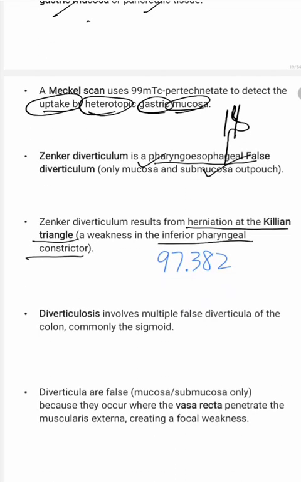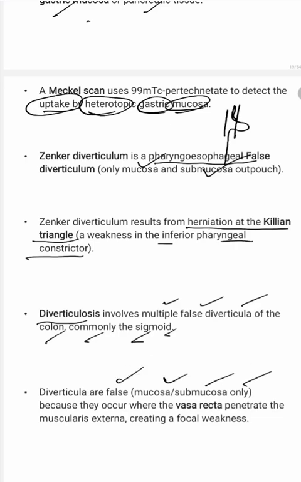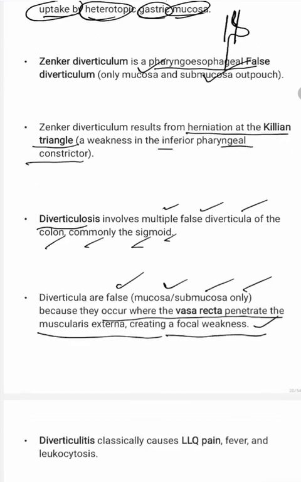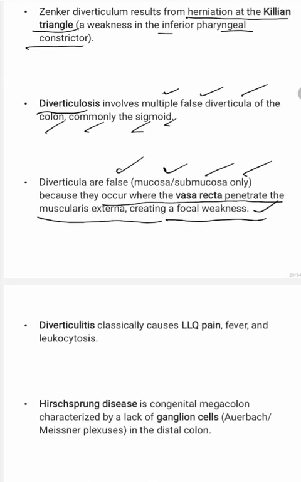Okay. Now diverticulosis. So diverticulosis involves multiple false diverticula of the colon, commonly the sigmoid, and diverticula are false: mucosa and submucosa only, because they occur where the vasa recta penetrate the muscularis externa, creating a focal weakness. Diverticulitis is now inflammation of that diverticulum. Okay, and it causes left lower quadrant pain, fever, and leukocytosis. So if a middle-aged or older person presents to you with left lower quadrant pain, fever, and leukocytosis, common things are common, you will have to suspect diverticulitis.